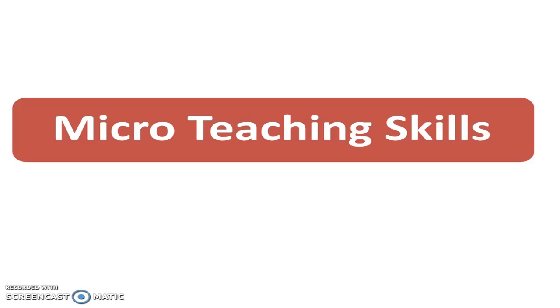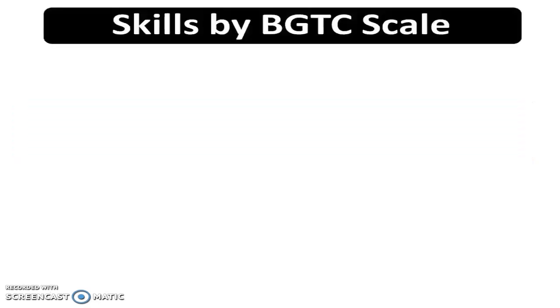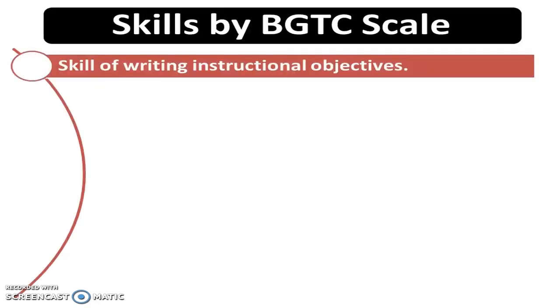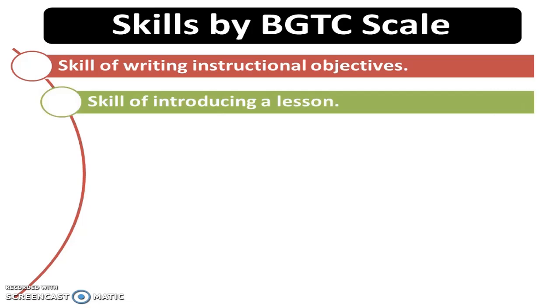Its components will be discussed as well. As there are a number of skills of micro-teaching, first of all, the skill of writing instructional objectives teaches the teacher trainees how to write instructional objectives of their lesson. Then comes the next skill of introducing a lesson. This skill tells about how to introduce your lesson in an effective way. Different components of this skill deal with different aspects of introducing a lesson to your students.